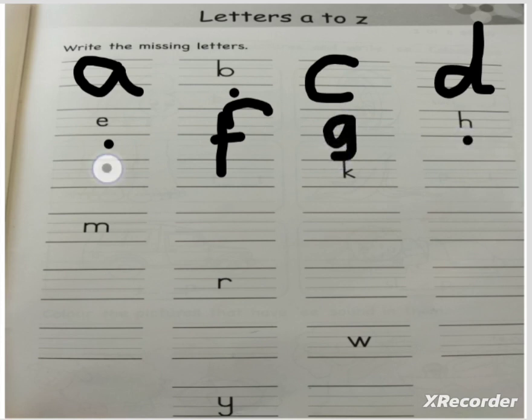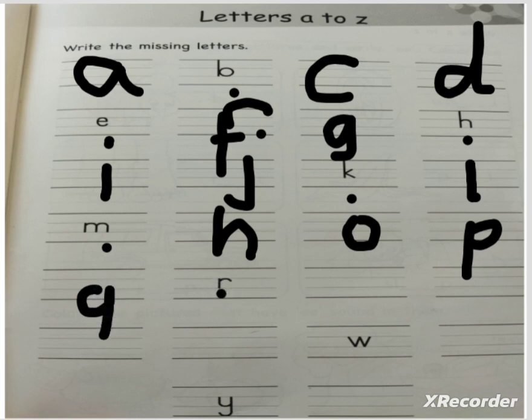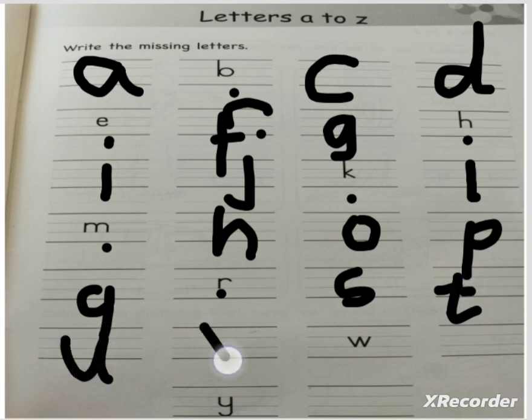H, then I, here J, K, L, M, N, O, P, Q, R, S, T, U, V, W, X, Y and Z. Okay? Got it?